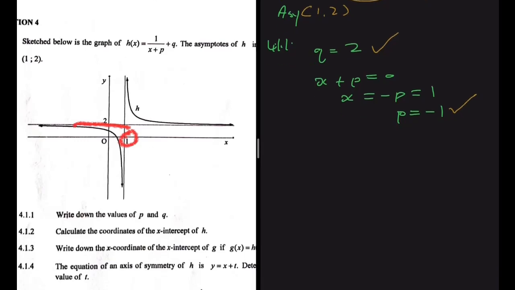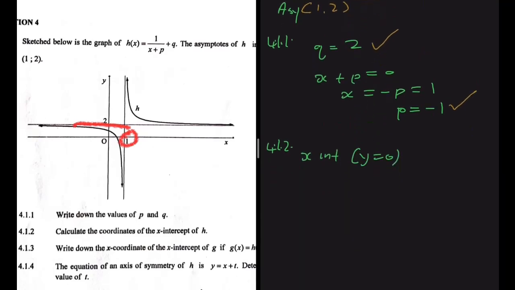Let's do 4.1.2. 4.1.2 is saying let's calculate the coordinates of the x-intercept of h. As soon as I hear x-intercept, I let y be equal to 0. So from h of x, I'm going to put 0, and then we have 1 divided by x minus 1 plus 2, right?